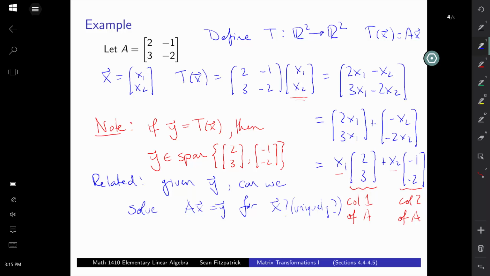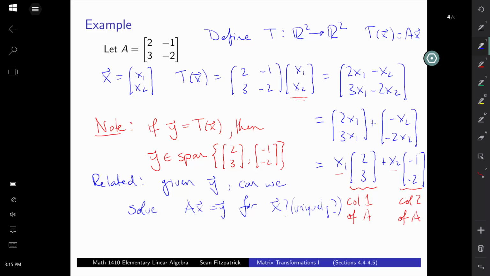And by the way, in this case, if we wanted to answer this question in this particular example, the answer to both of those questions is yes. Why is the answer yes? Well, if you look at the two columns of this matrix, those two vectors are not parallel. They're clearly not parallel. They're not scalar multiples of each other.